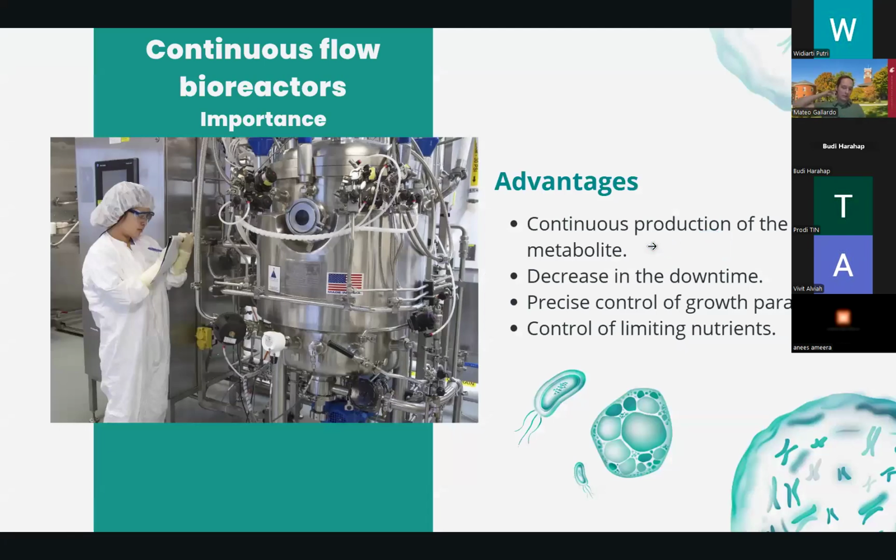The importance of these reactors is huge, and it is because they make us able to produce in a continuous way the metabolite that we desire. And why is this important? Because it decreases the downtime of the batch. For example, when we compare with the batch, we always have a downtime that is the period of time of preparation of the bioreactor, and also the preparation before the fermentation. And when it is finished, we also need to clean, and we need to make it aseptic again. So this is the downtime.